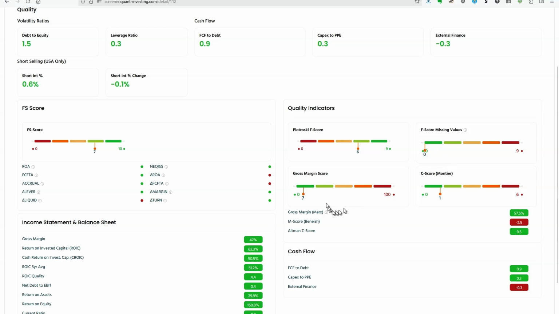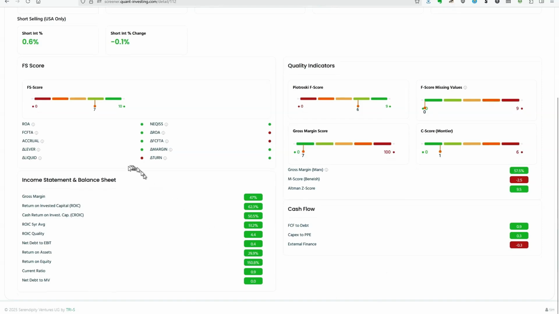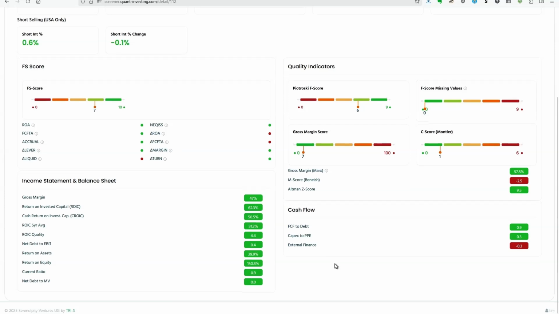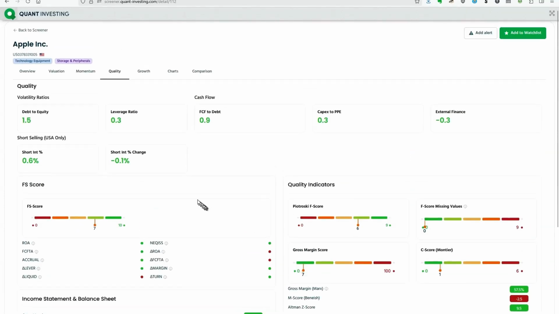Gross margin score, you can see a very high gross margin, a high quality company. And here is the C-score by James Montier. Tells you if the company is cooking its books. And you can see Apple is not cooking its books. It's got 1, and 6 is where it gets critical. Here is more quality ratios, debt to EBIT, return on assets. Here's some cash flow ratios again. Anyway, that's all the quality ratios.